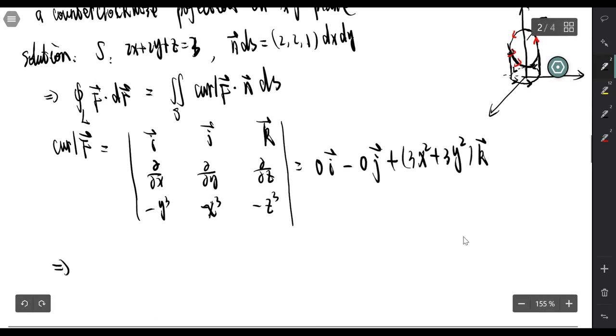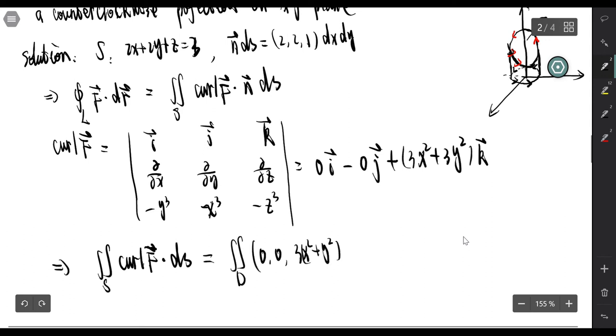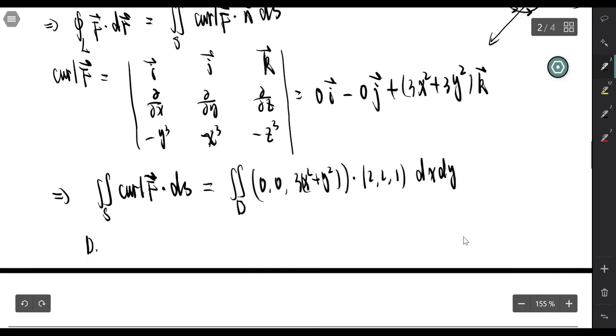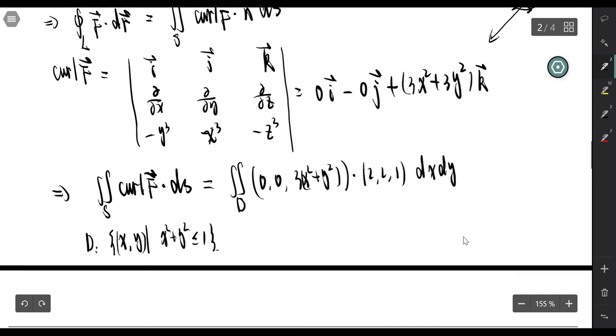So the integration on S, curl F dot dS, is the integration on D of 0, 0, 3x squared plus y squared, and dot 2, 2, 1, because it's on dx and dy and its projection on D. The D is the projection of the surface. So its formula that is x squared plus y squared less or equal to 1. That's for D.